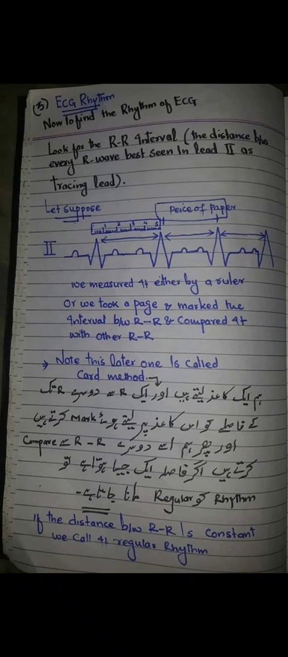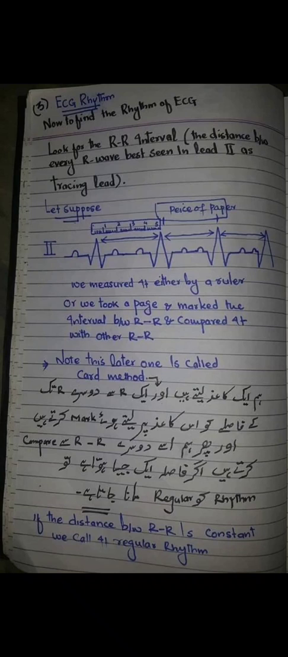The third thing is ECG rhythm. As we discussed in the mnemonic RAHEB: rate, and rhythm. So to find the rhythm of the ECG, look at the RR interval, the distance between every R wave, best seen in lead 2, a rhythm lead. So we take lead 2 and take a piece of paper, mark the interval between one RR and compare it with another RR.